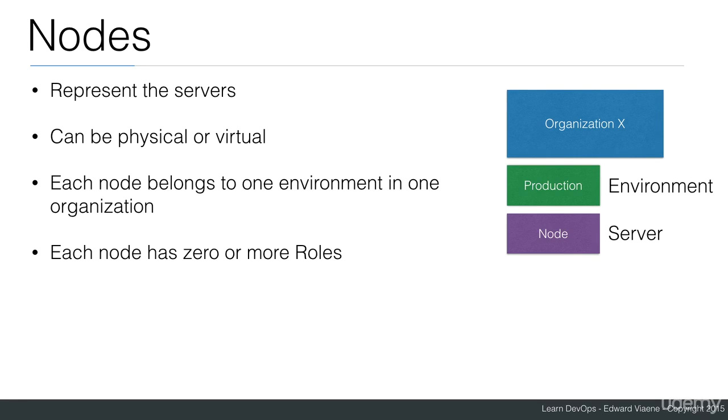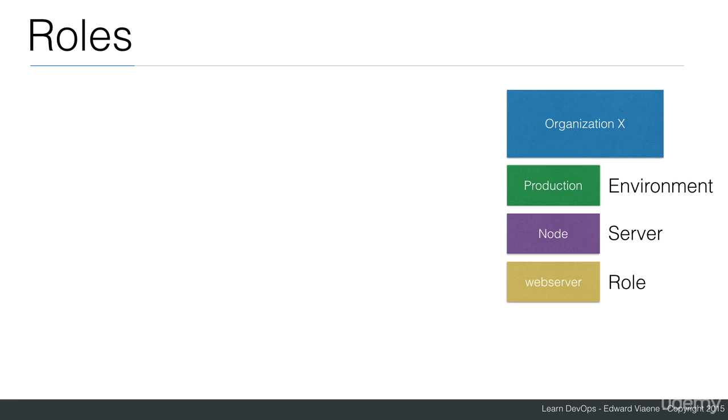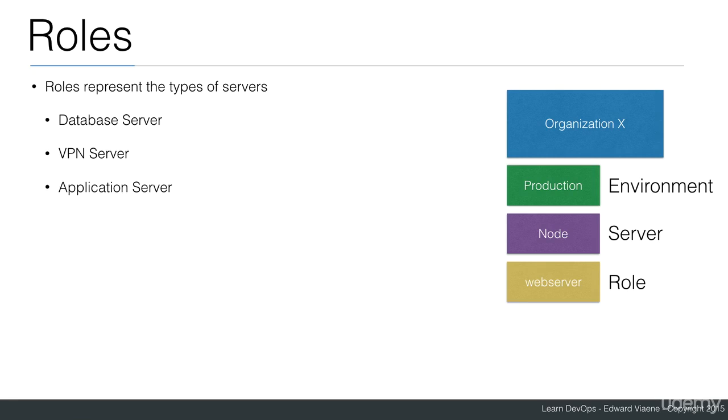Each node has 0 or more roles. Roles in Chef are similar to roles in Ansible. They represent the types of servers, like a database server, a VPN server, an app server, or a monitoring server.